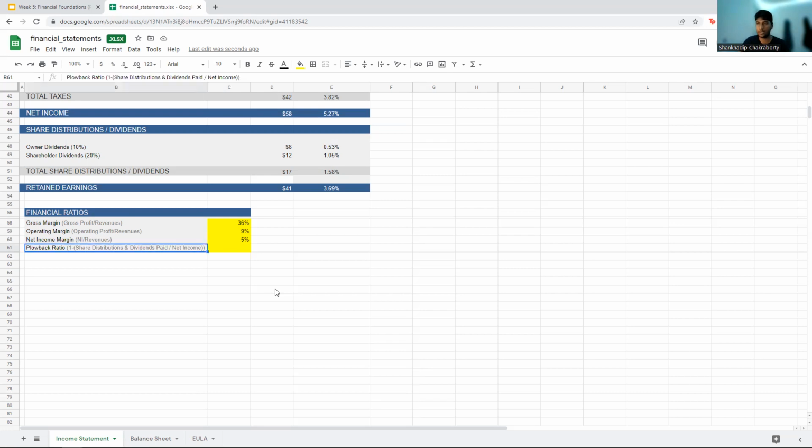The opposite of this would be payout ratio, which is how much is paid out to shareholders. Plowback ratio is 1 minus that, essentially. And companies that are startups usually have high plowback ratios because they plow back a lot of their earnings and reinvest it into the company for future growth.